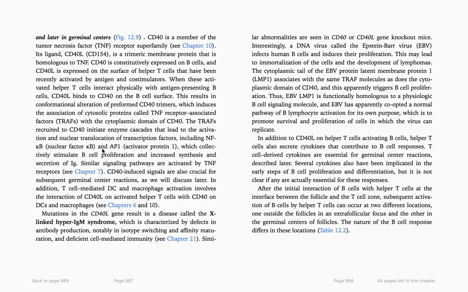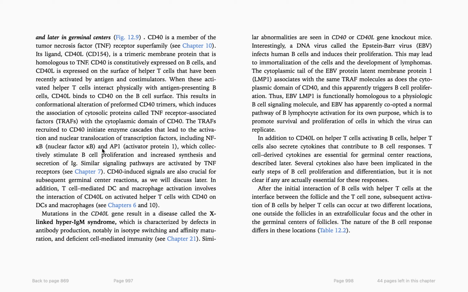In addition to T cell mediated B cell activation, dendritic cell and macrophage activation involves the interaction of CD40 ligand on activated helper T cells with the CD40 on these dendritic cells and macrophages. Mutation in the CD40 ligand gene results in a disease called X-linked hyper IgM syndrome, which is characterized by defects in antibody production, notably in isotype switching and affinity maturation, and deficiency in cell-mediated immunity. Similar abnormalities are seen in CD40 and CD40 ligand gene knockout mice.